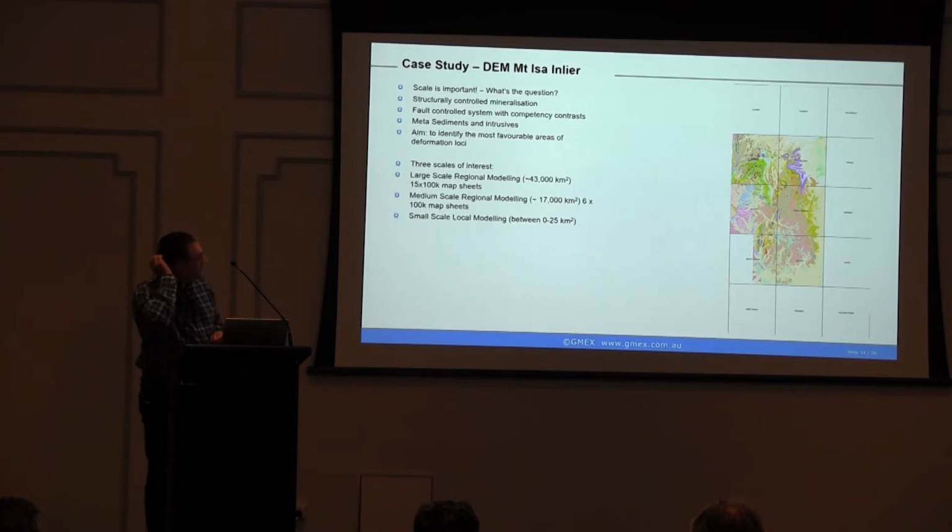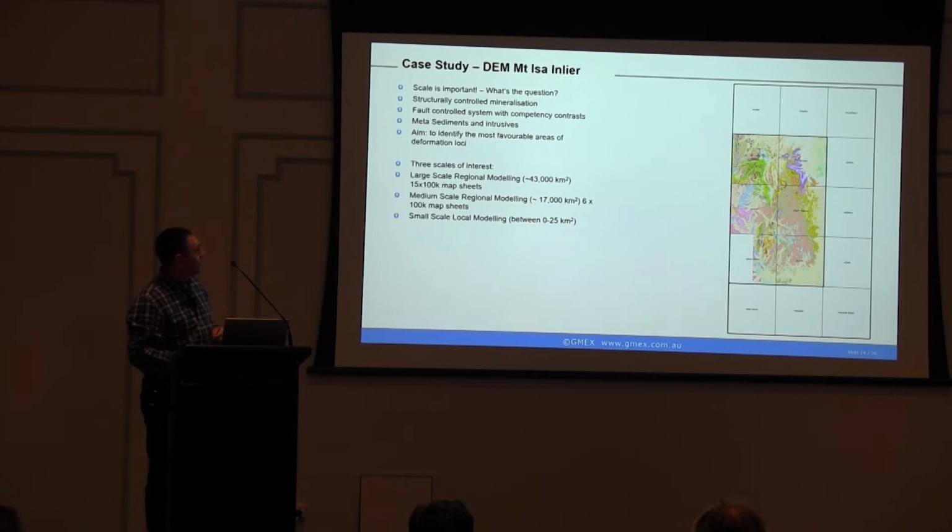So the data that Rick probably used yesterday was based on the Eastern Fault Belt, Mount Isa. We originally looked at 15 map sheets and then down to 6. And then we looked at local scale as well. The aim was essentially just to try and identify, on a regional scale, areas that really focus localization of strain and were potential areas for tenement selection.